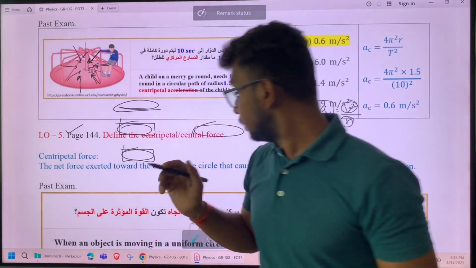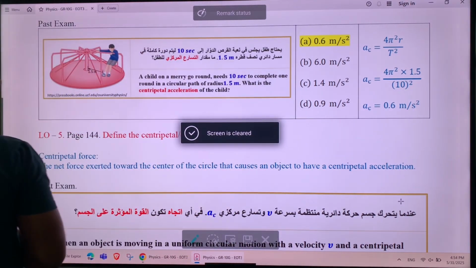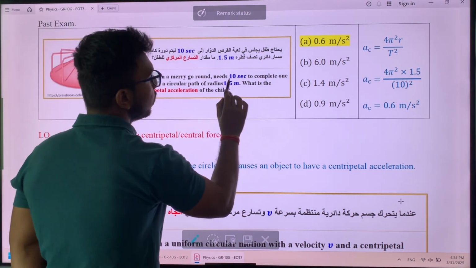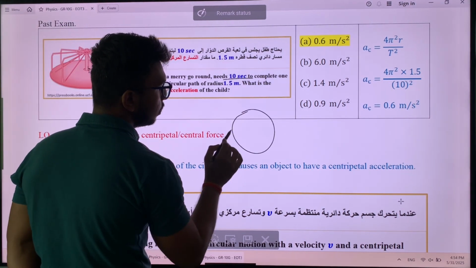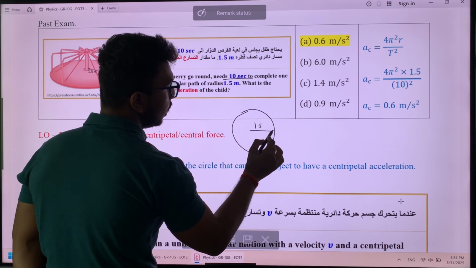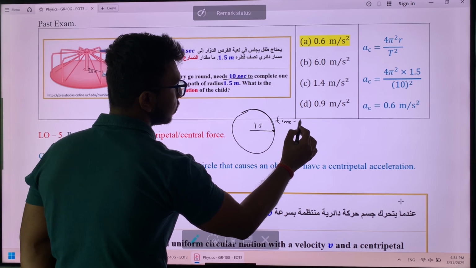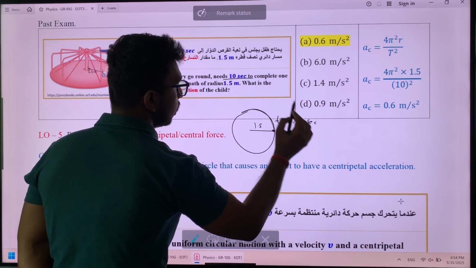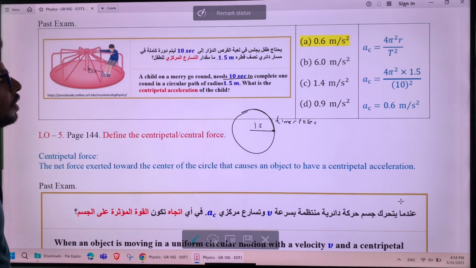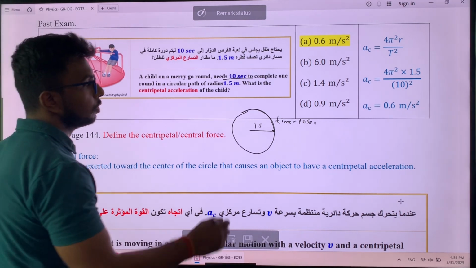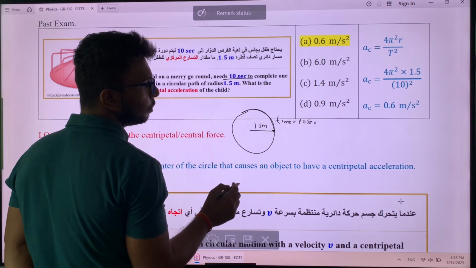Here, let's take a question. A child on a merry-go-round needs 10 seconds to complete one round in a circular path of radius 1.5 meters. So I have a circular path, the radius is 1.5 meters, and the object takes 10 seconds. Time is 10 seconds. What is the centripetal acceleration of the child? We need to find out the centripetal acceleration.